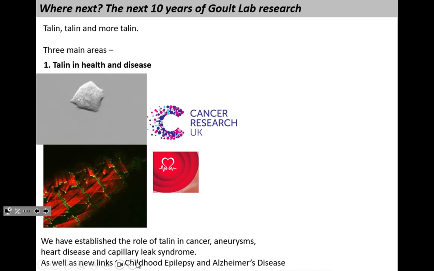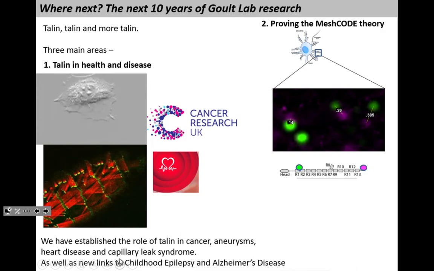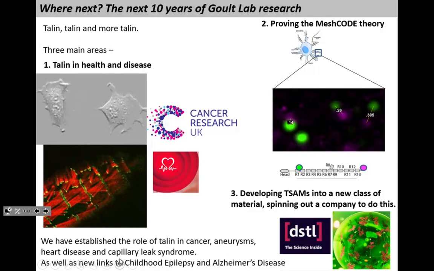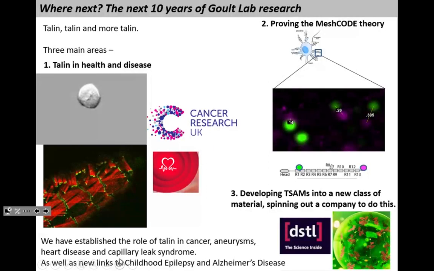But we've also got new links to childhood epilepsy and Alzheimer's disease. So we're trying to understand these with a view to proving this. If we can understand epilepsy as a misregulation of this system, then that would maybe lead us in the direction of proving this. And then we're also trying to develop the materials and see how far we can push this. And it'd be very nice to spin this out into a company, perhaps, if we can get through some of the bottlenecks.